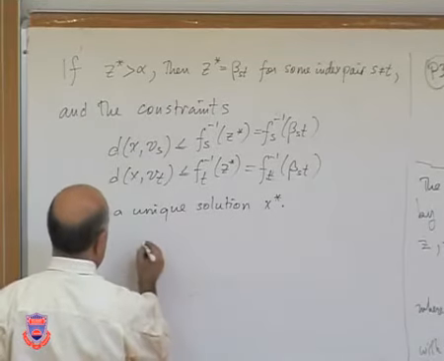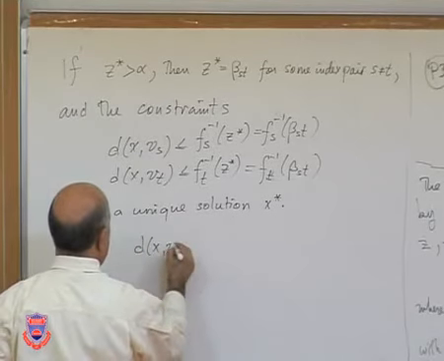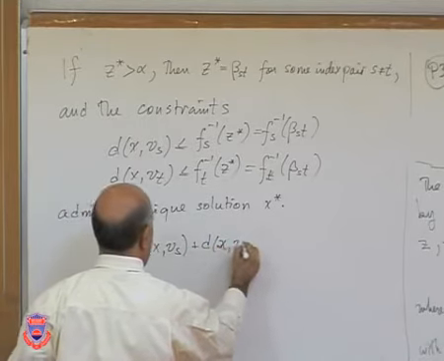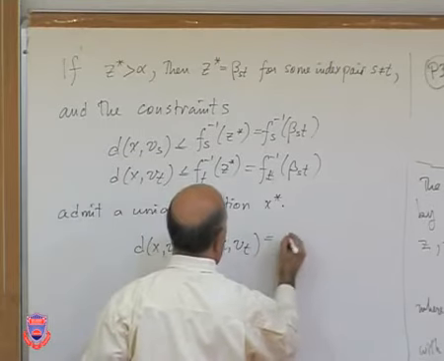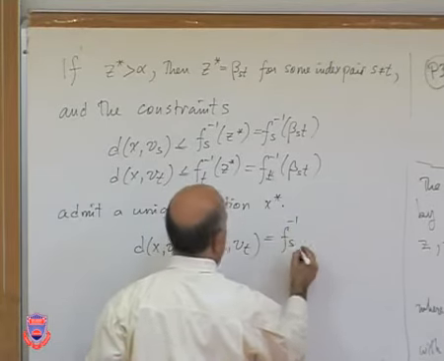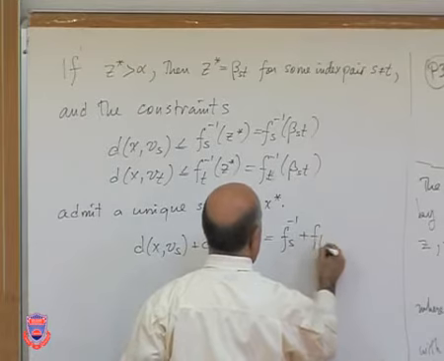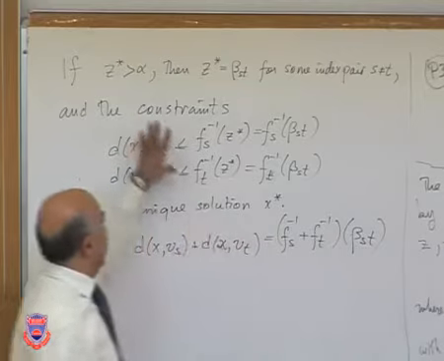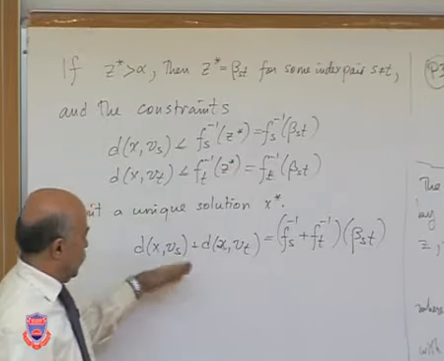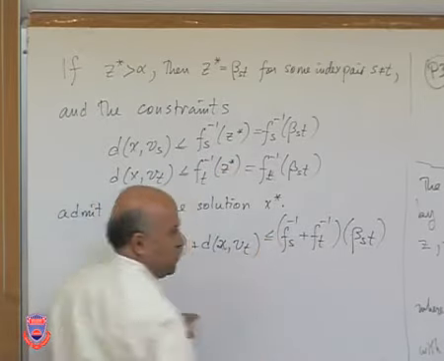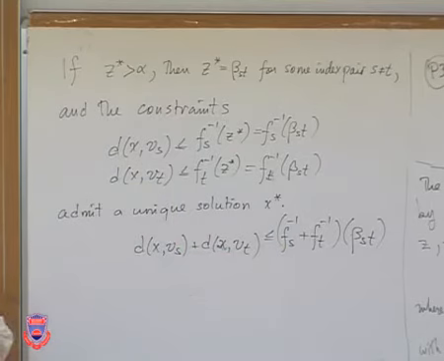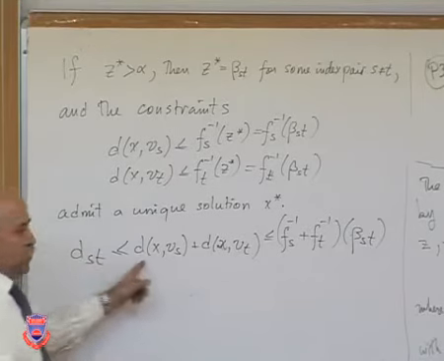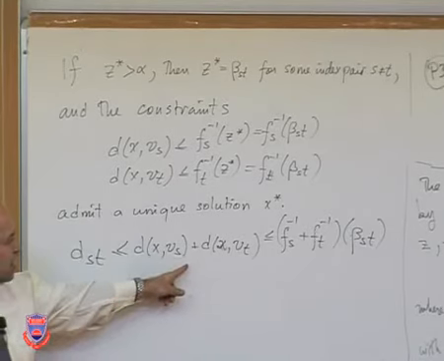x star. Because if you add up these, you get d(x, Vs) plus d(x, Vt), which gives you less than or equal to Fs inverse plus Ft inverse of beta st. I'm adding the left sides and the right sides, so we get this inequality. What do I know about the distance between S and T? Due to triangle inequality, you've got that.